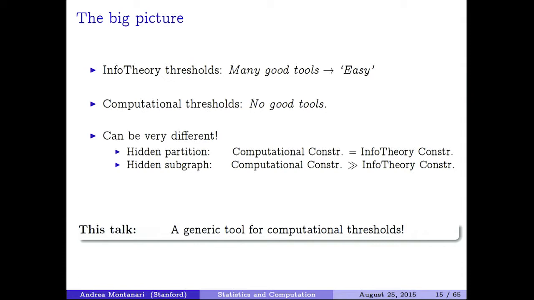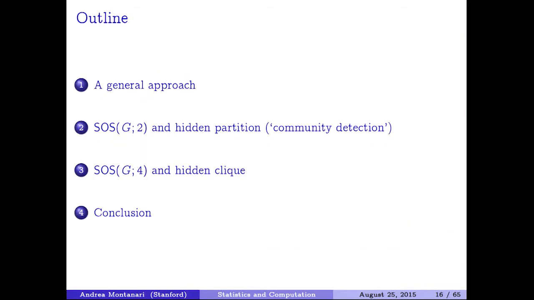Okay, so in this talk, I want to describe a generic tool for bounding computational thresholds that has emerged within the theoretical CS community, and we got interested in this recently. I'll describe this general idea very briefly, and then I'll describe how this applies to the hidden partition model and then to the hidden clique problem, and then I'll draw some conclusions.